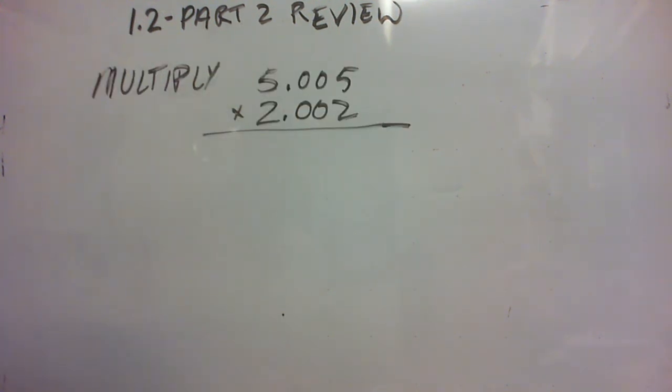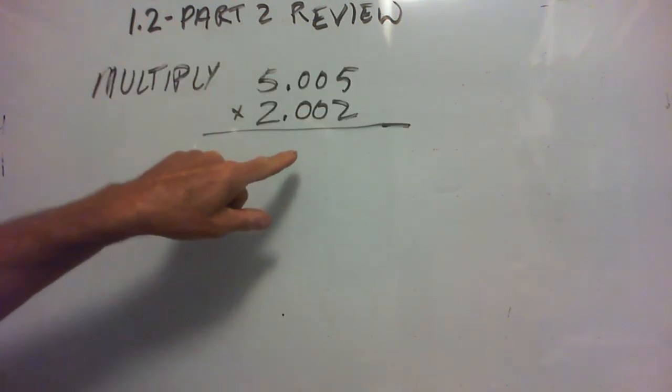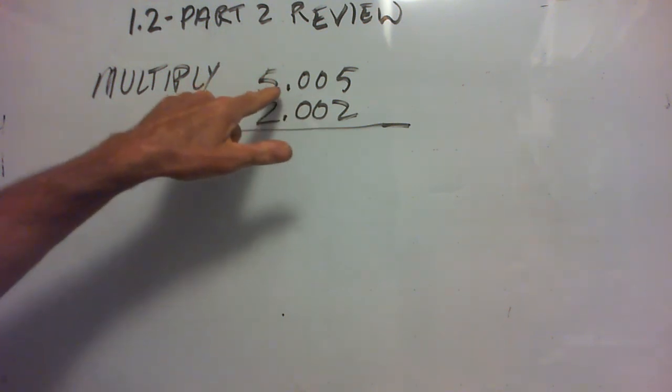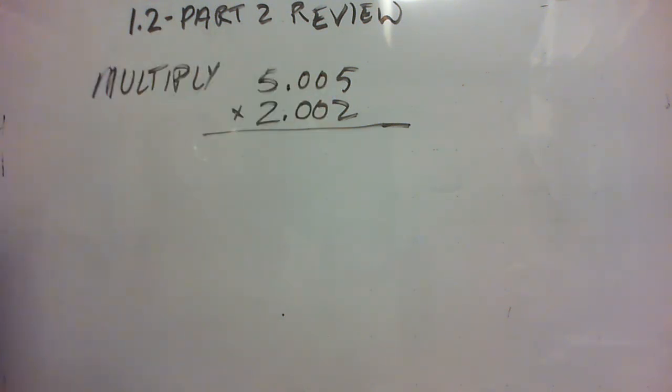Okay, next problem. We're going to multiply 2.002 times 5.005 longhand without a calculator. And this one's kind of tricky with all those decimal points, but we'll get through it. It's actually fairly straightforward. So maybe try this on your own and see what you get, and then come back and go through it with me.